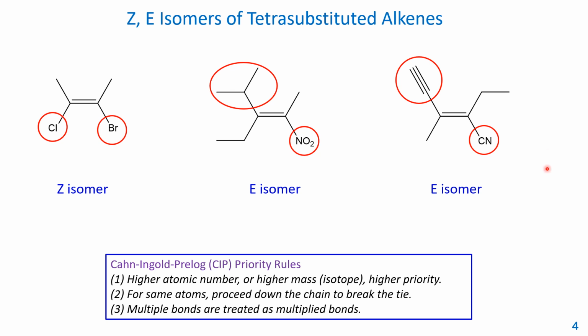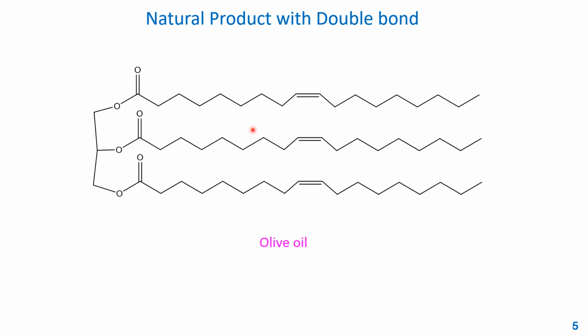Okay, in some natural products such as olive oil, there are double bonds here. Olive oil is actually the ester of glycerol. Glycerol is a triol, so this is a triglyceride, and this part is the long chain. We call this acid; if it's not an ester, the acid is a fatty acid. For this example, if this is the acid, it's oleic acid.